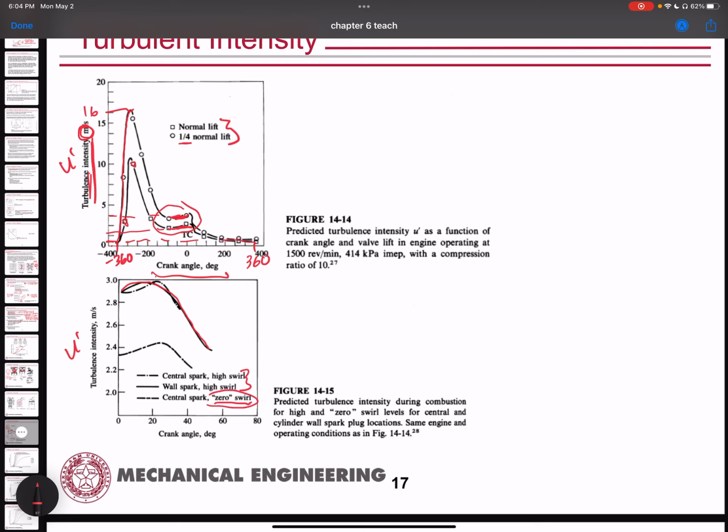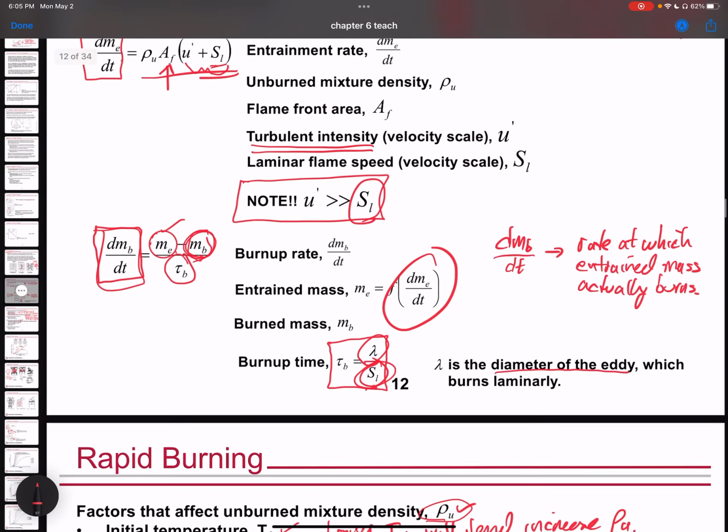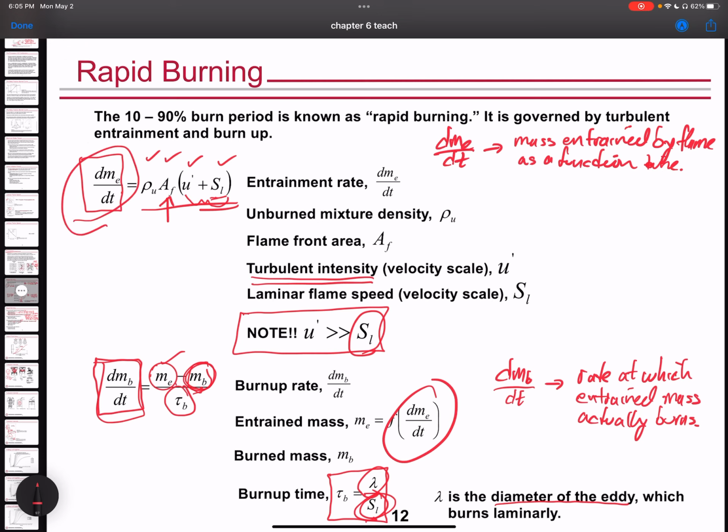But if we go to a low or a zero swirl case, even with a central mounted spark plug, our turbulent intensity drops quite substantially, right, by going from high swirl to low swirl. And so, again, you can see that based on the various designs that we can purposely put into the engine, we can change what that turbulent intensity is and thereby very strongly influence this entrainment rate, okay? And of course, we've already talked about laminar flame speed, so everything that we said before about laminar flame speed also applies when we do our analysis of the entrainment rate as a function of all of these various items.